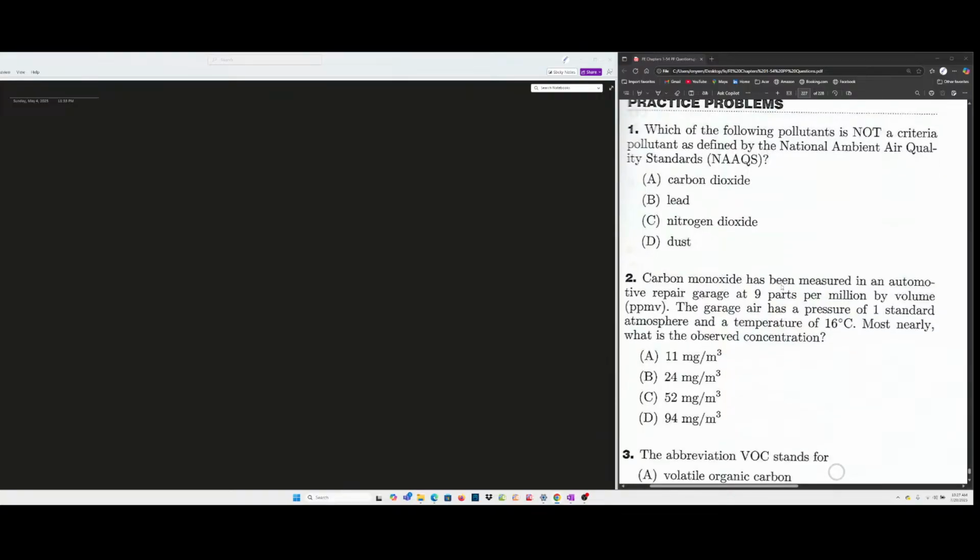Question two. Carbon monoxide has been measured in an automotive repair garage at 9 ppm, which is the same as parts per million by volume. The garage has a pressure of 1 standard atmosphere and a temperature of 16 degrees Celsius. Most nearly, what is the observed concentration?